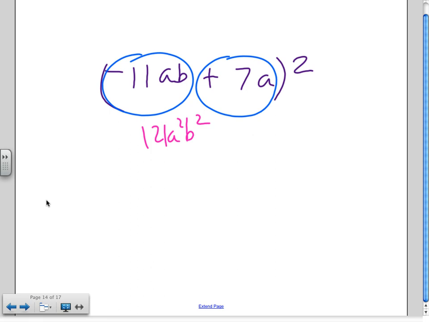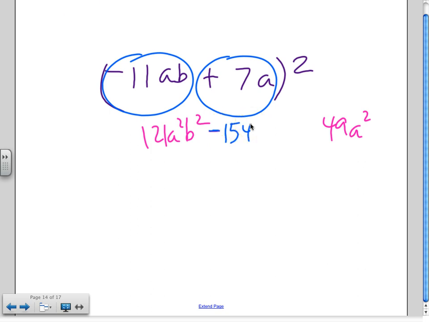What about the last term? 49a squared, right? Yes. Okay, what about the middle term? 2 times what times what? Let's multiply the numbers first. Negative 11 times 7 is negative 77. And then what? Times 2, which is 154. Okay, so negative 154, you said, right? Yes.